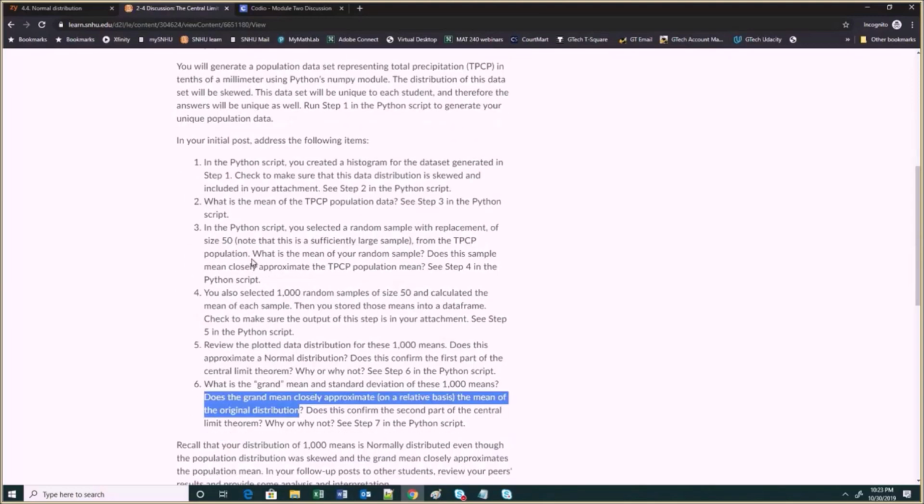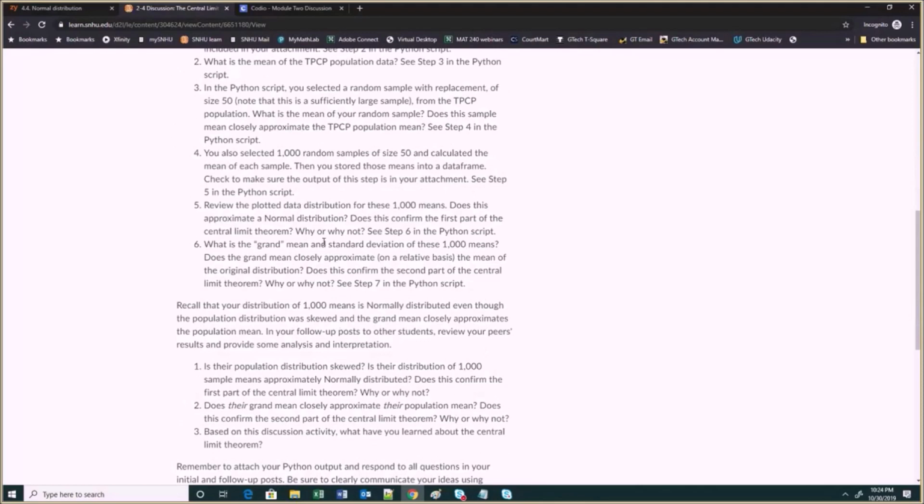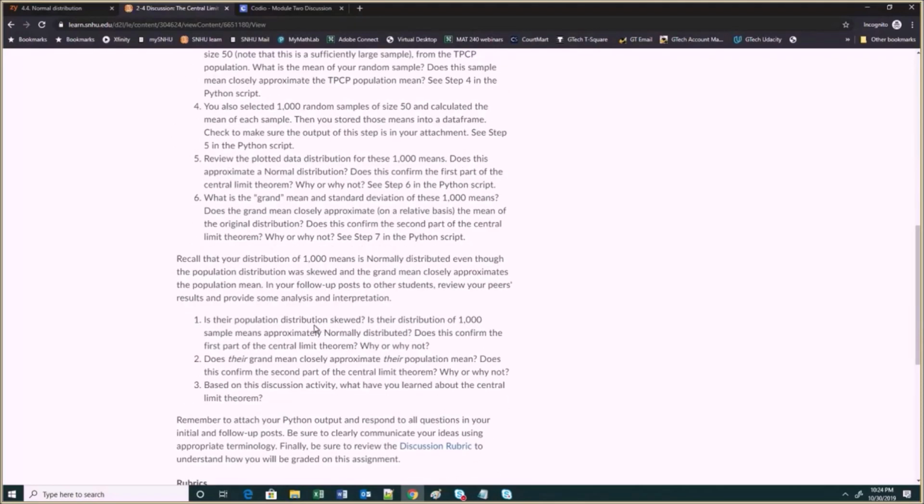And this discussion walks you through it. This is what the central limit theorem is. It's best explained by an example like this. And I encourage you to also go online and read about the central limit theorem. Zybooks also has a section on it. So this is your initial post, and then you will be posting at least 2 response posts to other students.